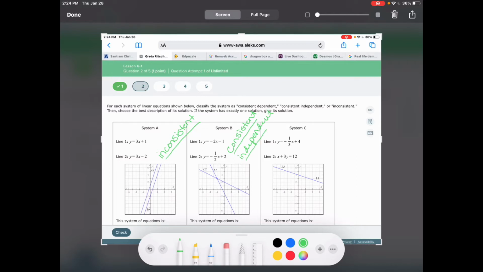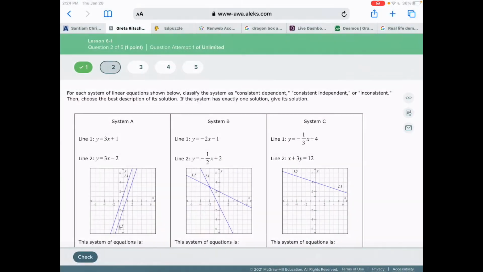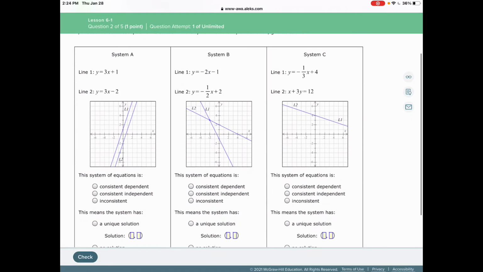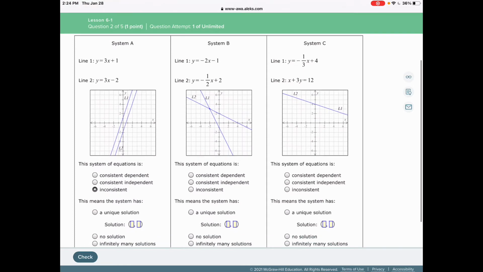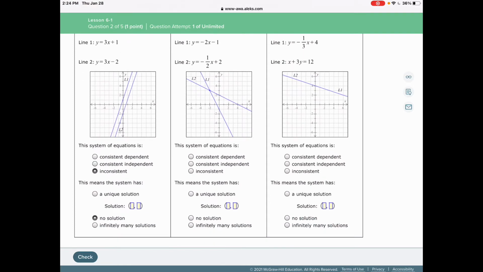In system C, we can see that when we graph those two lines, they're actually the same line and they lie on top of each other. We call that consistent because there are solutions. There are infinitely many solutions, so we call that dependent. Type in the answers here.